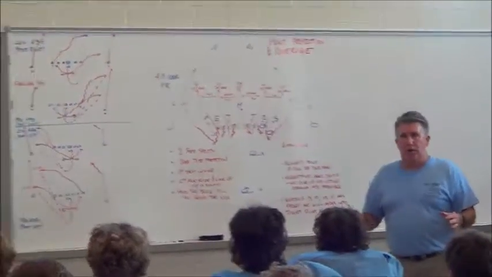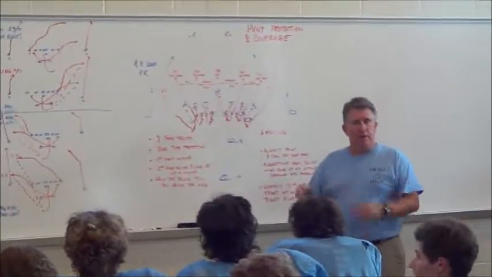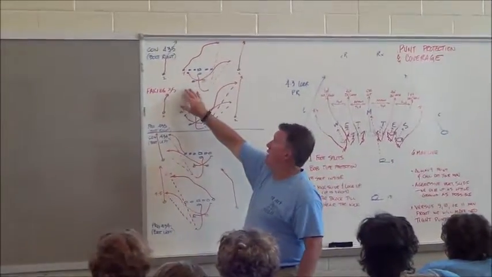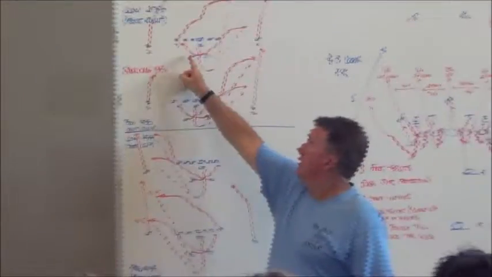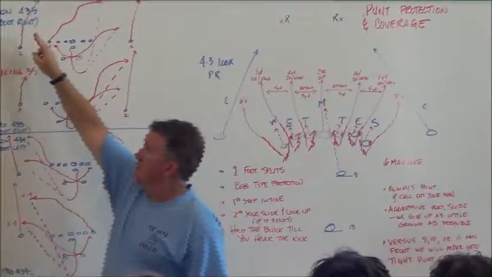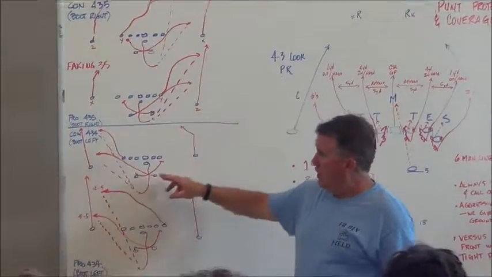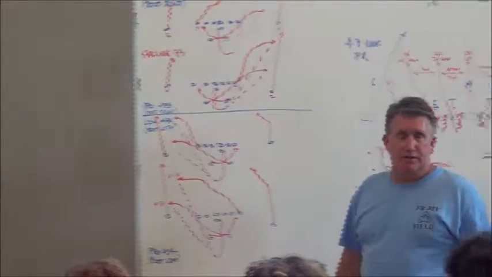When the call says 434 or 435, we are faking the run play. Okay? So we're going to boot away from it. So this is 435 right here. We're faking 35 to the left, meaning he's going to boot right. Boot right. Okay? This 434, he's faking 34 and he's booting left.